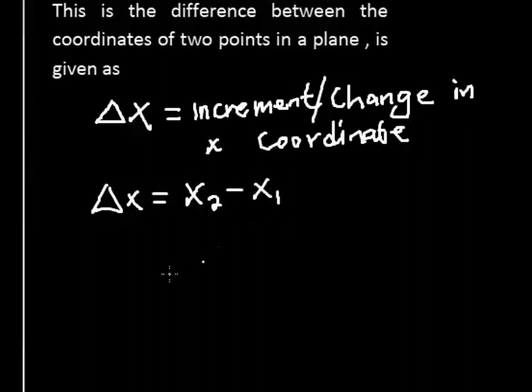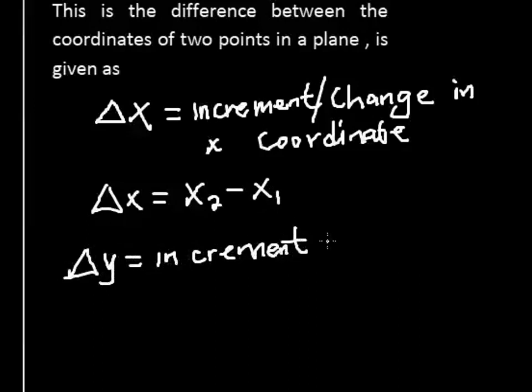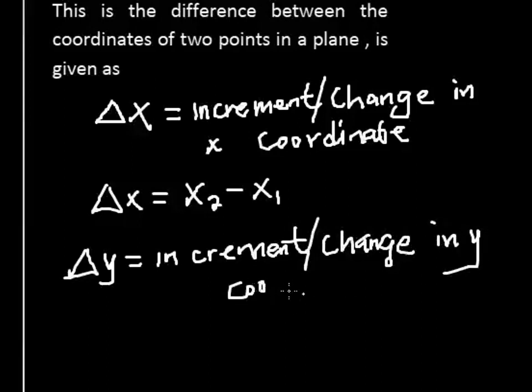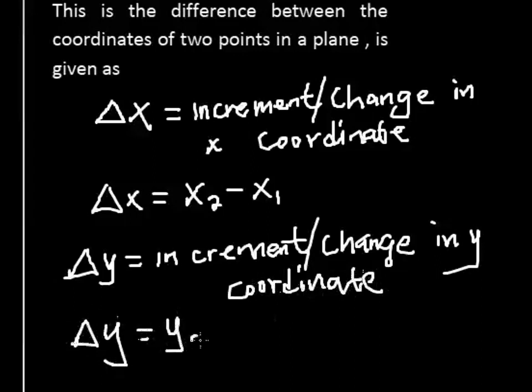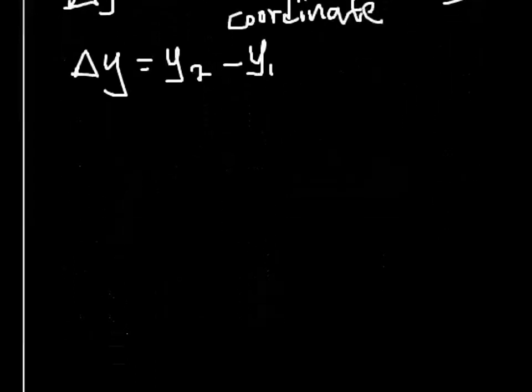This is a change. Okay, then of course change in y, or increment in y, which of course represents an increment or a change in y coordinate. So this simply means that change in y is going to be equal to y2 minus y1.